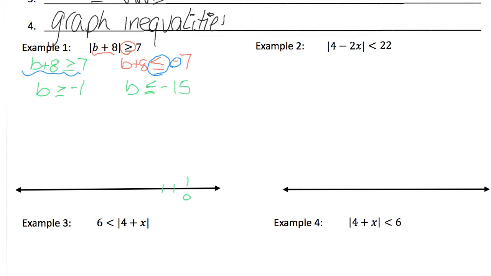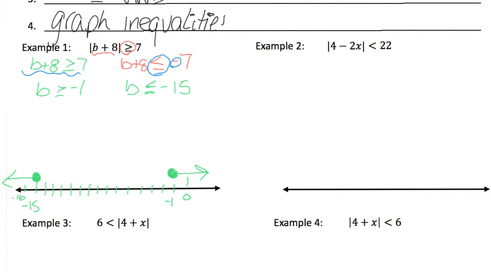0, negative 14, negative 15, negative 1. Closed circle at negative 15 going to the left. Closed circle at negative 1 going to the right.